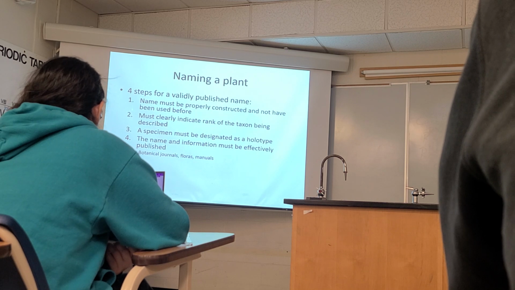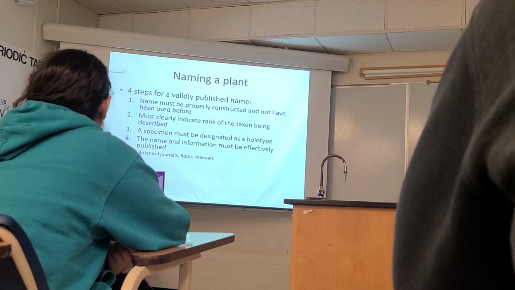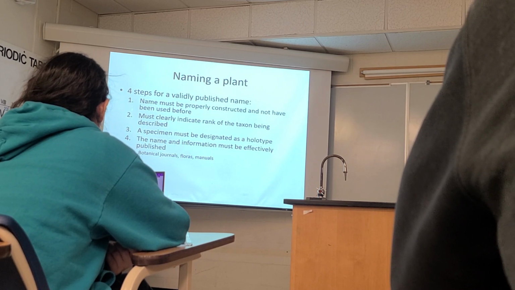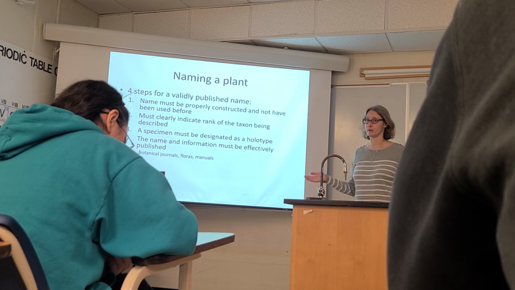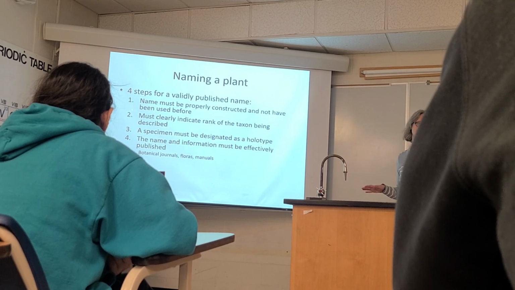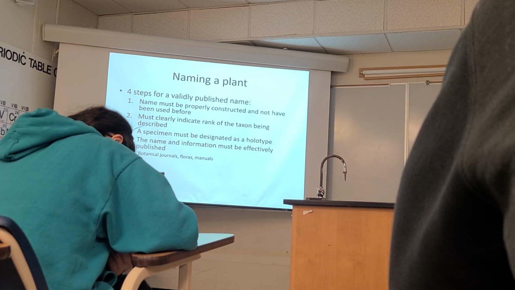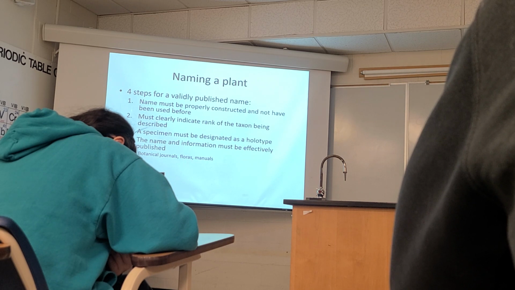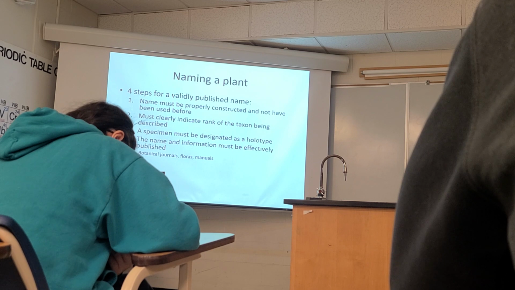Number 4, the name and information must be effectively published. You need to have it in a peer-reviewed journal article that's in a journal that is readily accessible by most botanists. So botanical journals, it could be a flora, could be a manual, that's all valid, that's fine. Can't do it in Discover magazine. Something peer reviewed. These are the steps that are still considered accurate for something to be validly published.